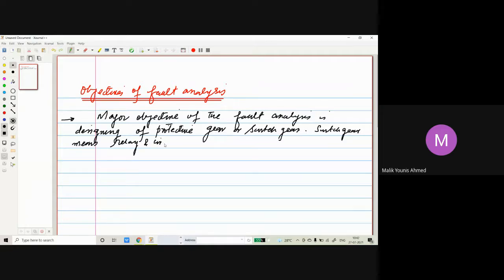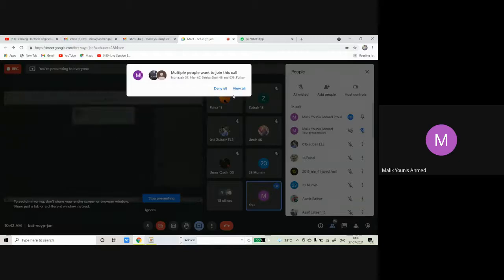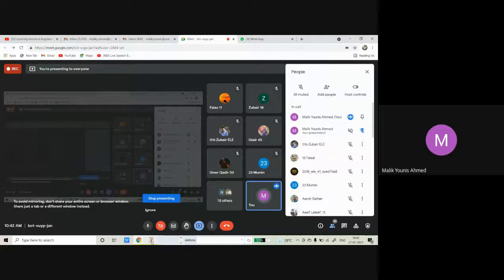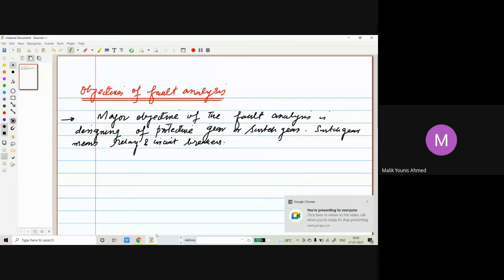I told you yesterday also this one. This is the meaning of switch gear. That means it consists of relays or circuit breakers. This is the main objective. Now let me draw a small scheme. This is a small scheme.